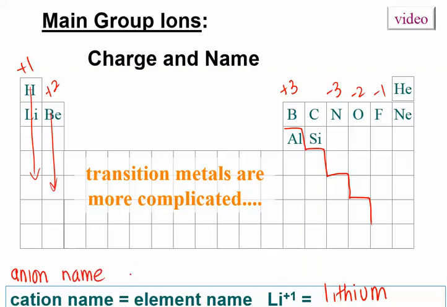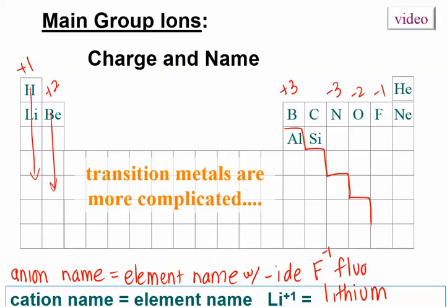For an anion name, it's a little better because you use the element name, but then you use an "ide" ending. So it distinguishes it. In other words, like this ion, the neutral atom would be fluorine, but we use an "ide" ending for the anion.